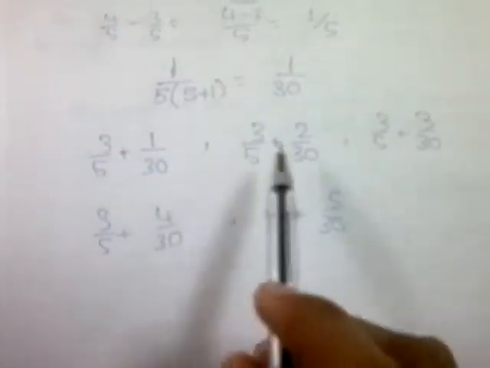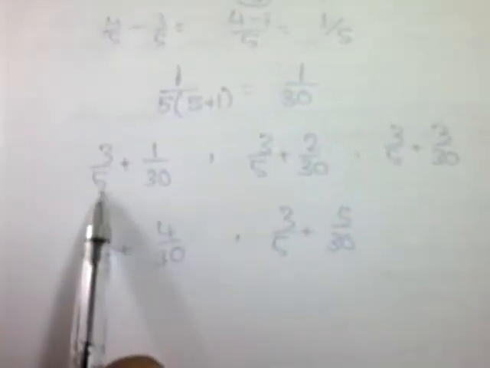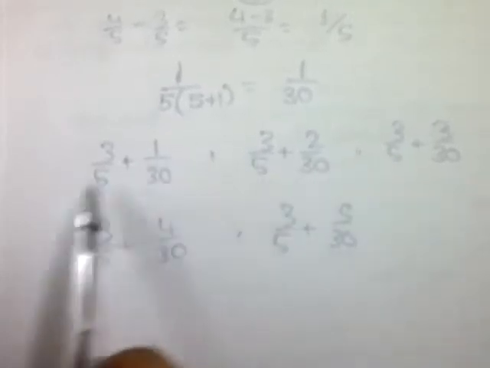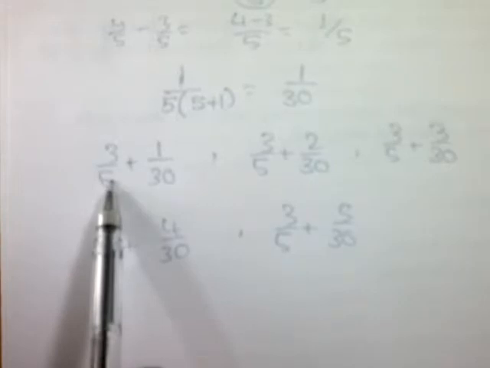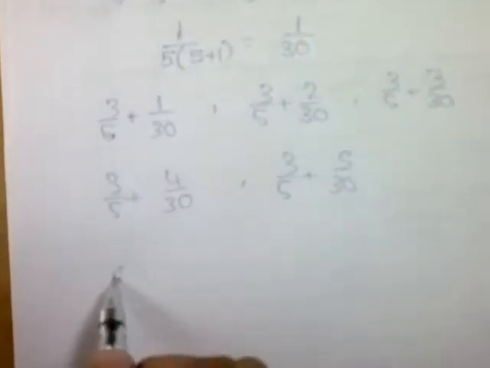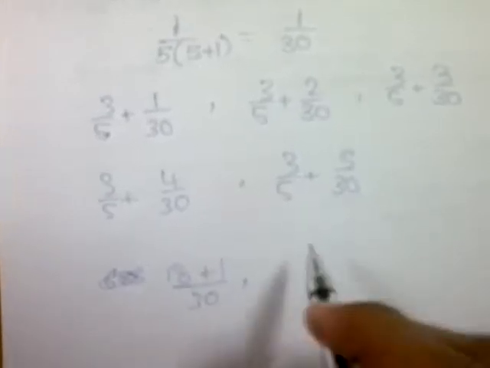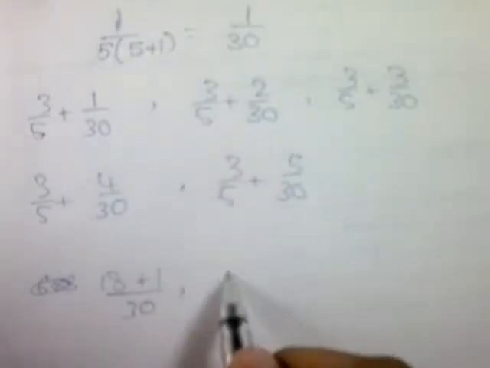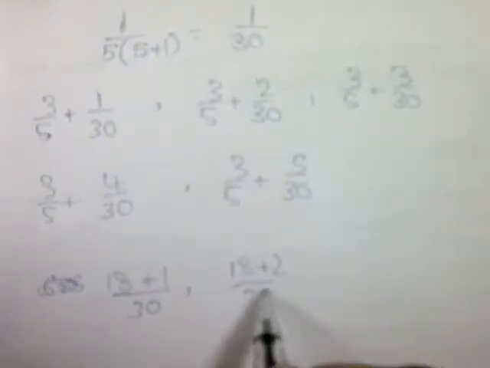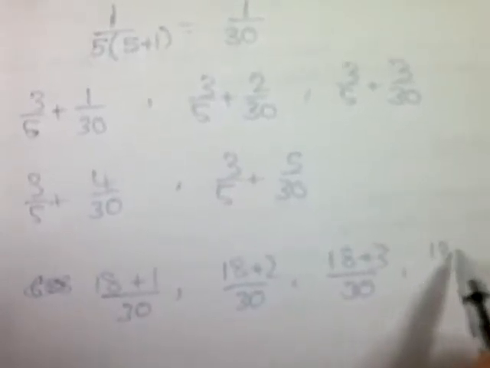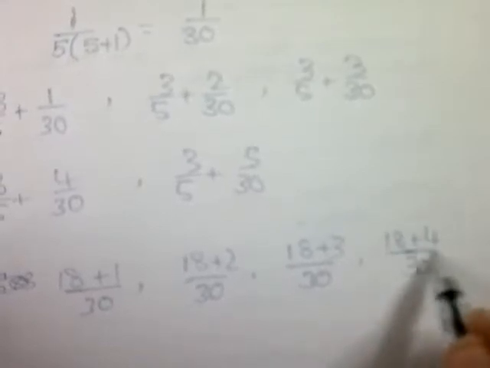Now you already know how to add fractions, right? So you can just take the LCM of the denominators, multiply the denominator and the numerator with that LCM, and get the sum. So the LCM of 5 and 30 is 30. And 5 6's are 30. So 6 into 3, that will give you 18 plus 1 by 30. Then you have again 6 3's are 18 plus 2 by 30, and then 18 plus 3 by 30, then 18 plus 4 by 30, and finally 18 plus 5 by 30.